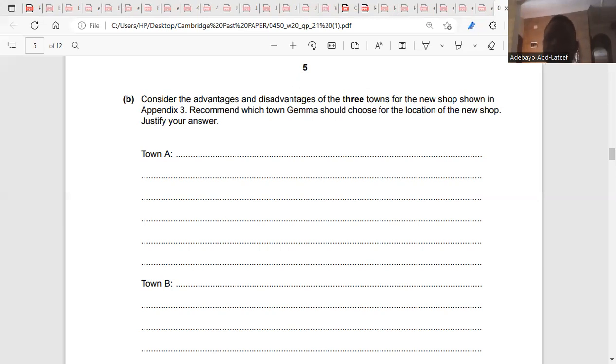For town C, it has the lowest cost of rent, which is an advantage. The salaries are lesser, which is also an advantage, which means in town C, you might be making more profit. But let's see what the gross profit is.